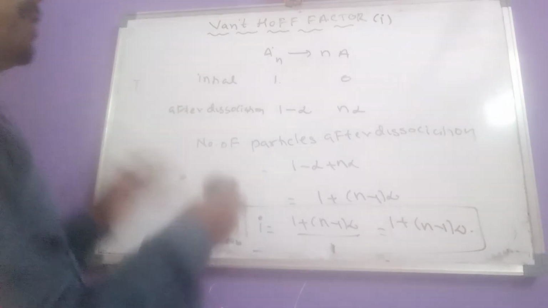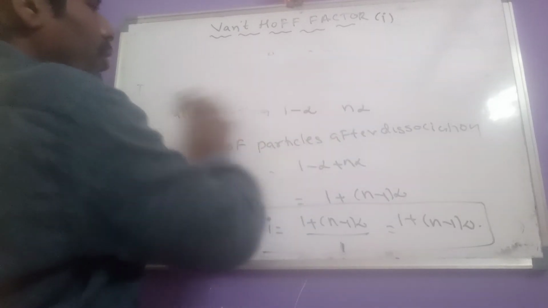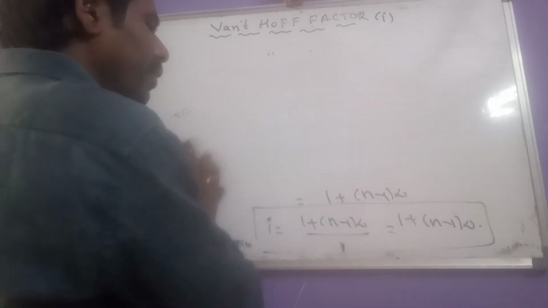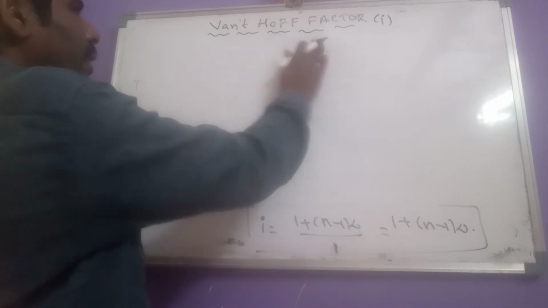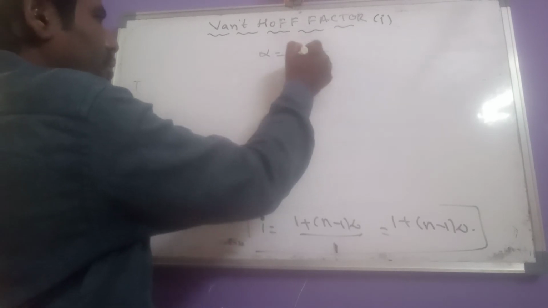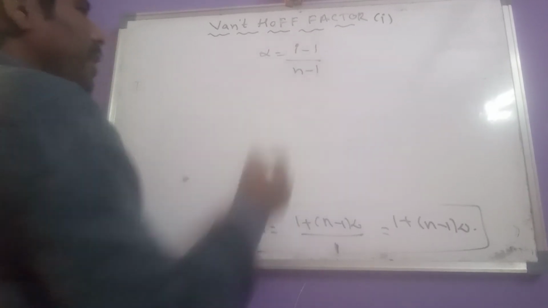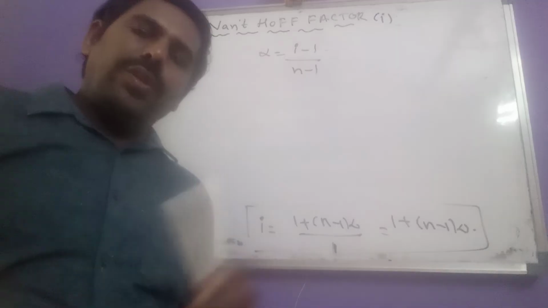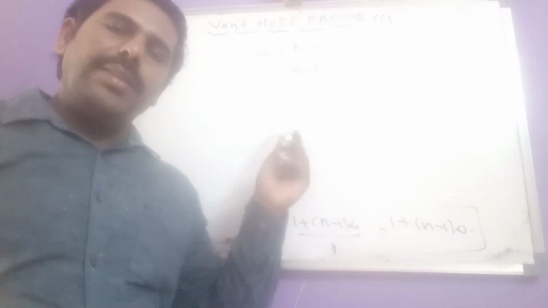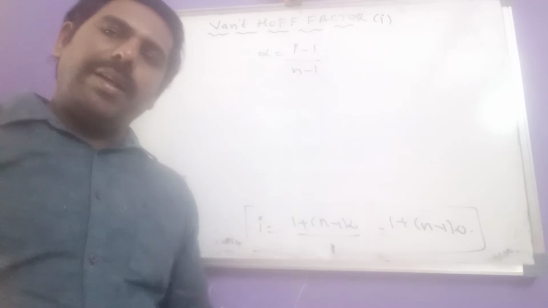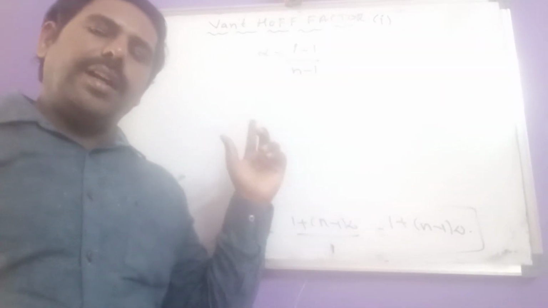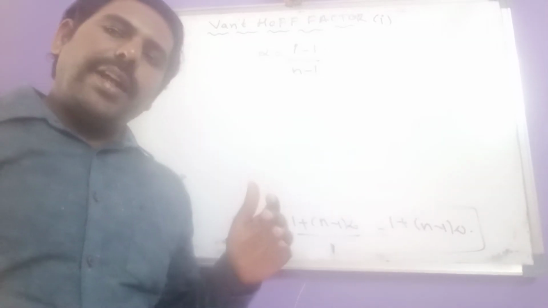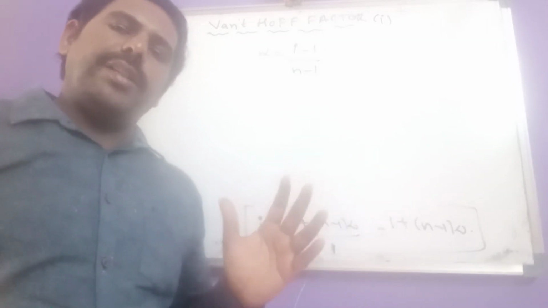And from this expression, sometimes we have to calculate the degree of dissociation, that means alpha. So what is the formula for alpha here? Alpha equals I minus 1 by N minus 1. So to determine alpha, the formula is I minus 1 by N minus 1. This is the equation for I and alpha for electrolytes which undergo dissociation.